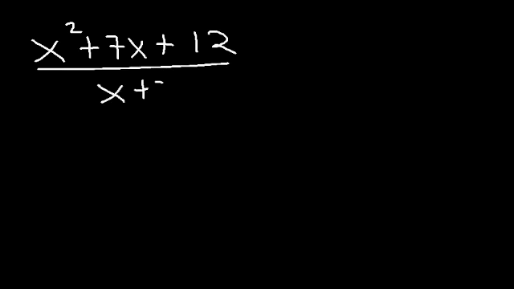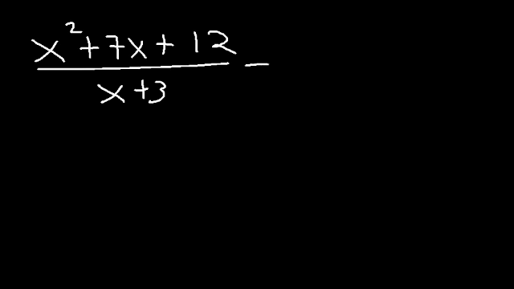Now what about dividing polynomials? Let's say we wish to divide the trinomial x squared plus 7x plus 15. Actually, instead of plus 15, let's say plus 12. Let's divide it by x plus 3. How can we do so? There's 3 things that you can do. You can factor, you can use long division, or you can use synthetic division.